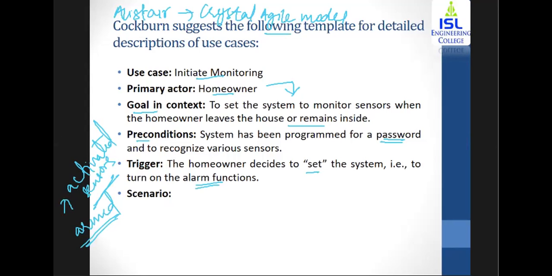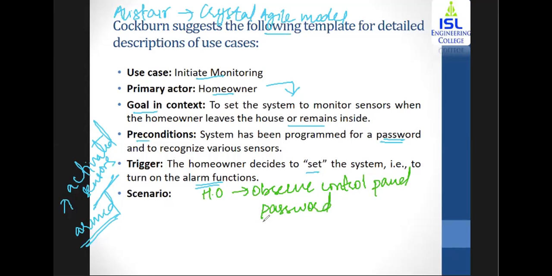Then the next is scenario. Now, what is a scenario? Now, within this scenario, the homeowner is going to observe the control panel. The homeowner will observe the control panel. Now, within this control panel, he's going to enter the password. That is a scenario. That is what is happening. You're narrating that.